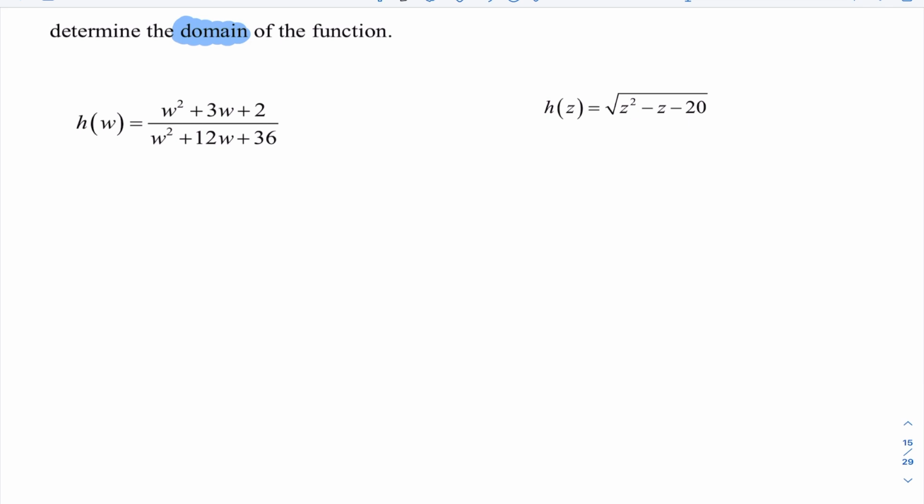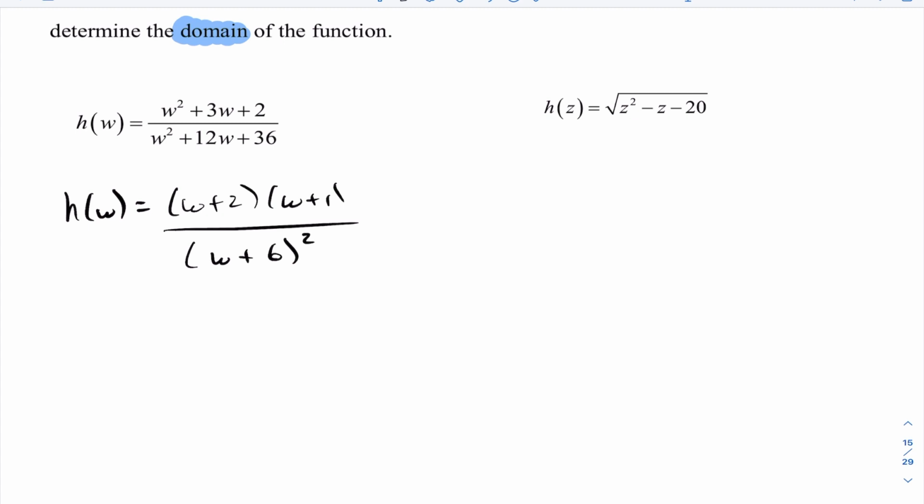So in this case here, our first step is to fully factor this to see where you get any sort of issues. One issue would be when is the bottom 0. So let's just fully factor the top factors quite easily as w plus 2 times w plus 1, and the bottom will factor as w plus 6 quantity squared. So right away we see that if w equals -6, the function is undefined. Any other location here is completely fine.